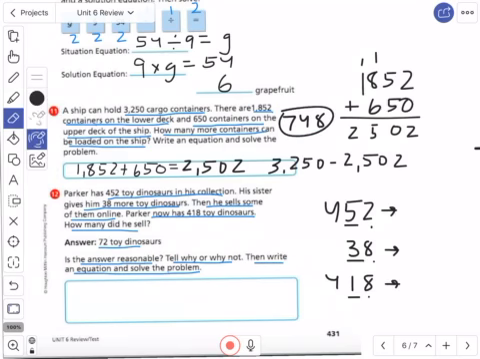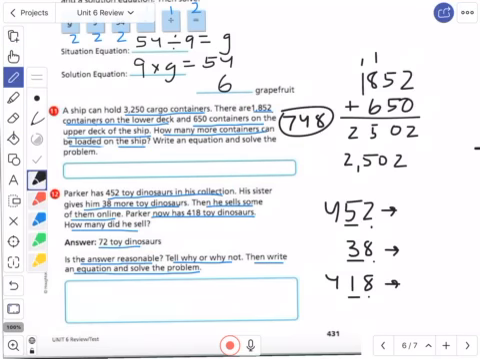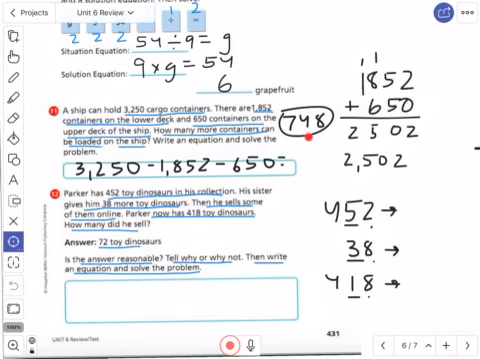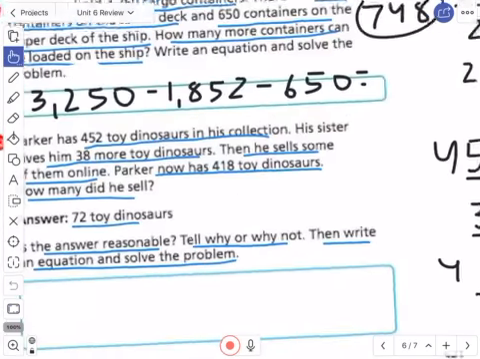The other way is if I wanted to do it as just like one long equation, I could do it like this. I could write 3,250 minus 1,852 minus 650. So I could set it up that way also, equals 748. So there's quite a few different ways I could do that one. But as long as you get 748, that's the biggest part of that.